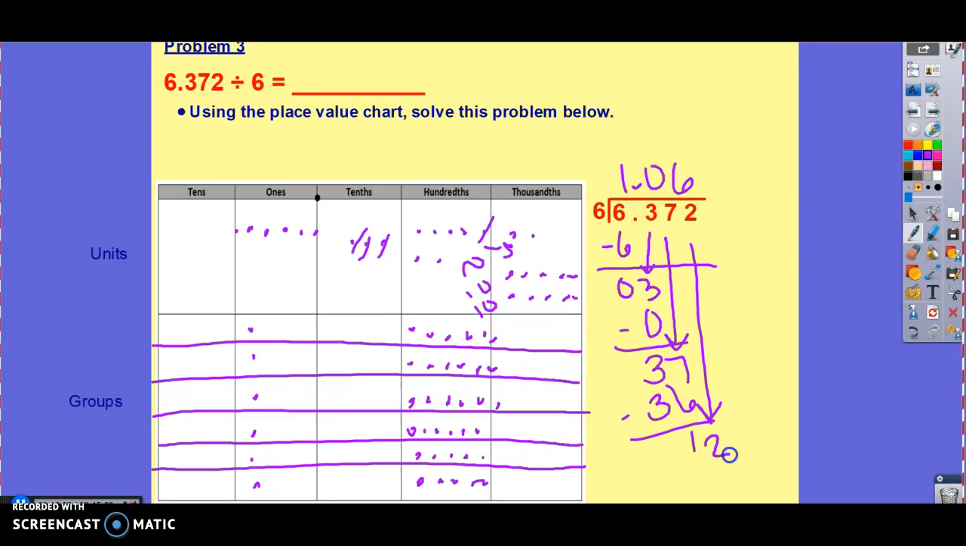We now have 12 in the thousandths place, which means we know that 6 will go into 12 2 times. Put 2 in each of these groups to represent our 2 thousandths for each group. 2 times 6 is 12. Our answer is 1 and 62 thousandths.